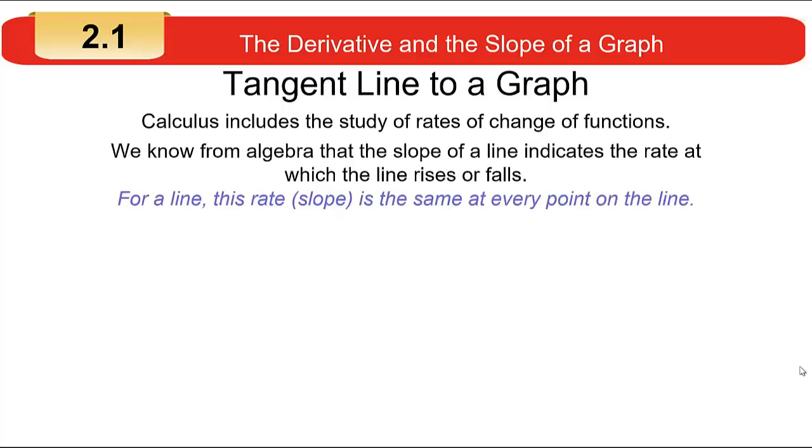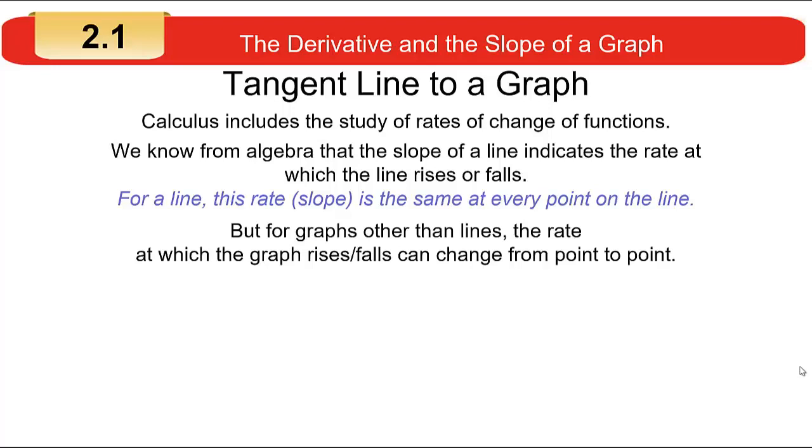We know from algebra that the slope of a line indicates the rate at which the line rises or falls. In fact, some of you have probably called the slope rise over run. That's a rate of change, how much it changes horizontally versus vertically. But for a line, that slope is the same at every point on the line. It doesn't change. But for other graphs, the rate of change, or another way of saying it, the rate at which the graph rises or falls can change from point to point. So the rate of change is not the same everywhere on most graphs.